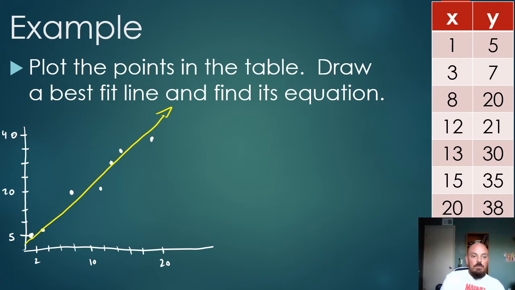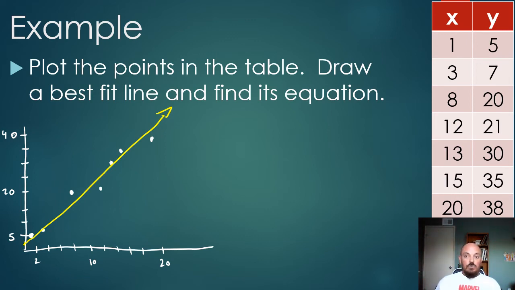So let's say that's my best fit line right there, that yellow one. I go, okay, that looks pretty good. The points are kind of around it. Some of them are a little bit below it, some of them are a little bit above it, but they're kind of all around it. And now what I want to do is pick 2 points to use for my problem.